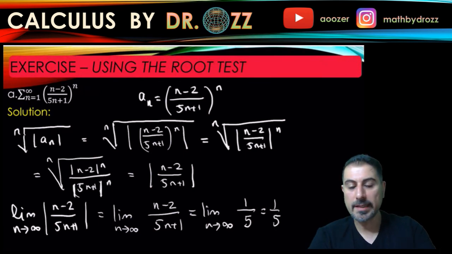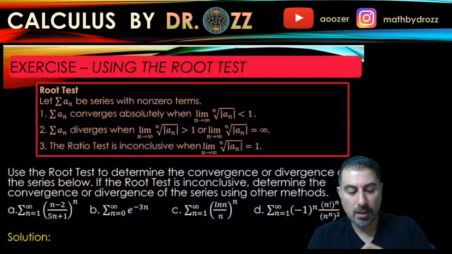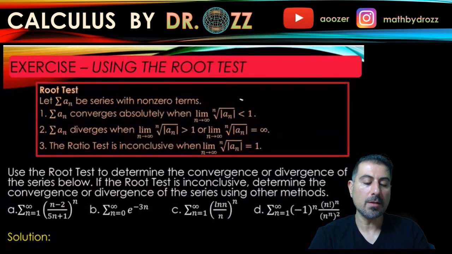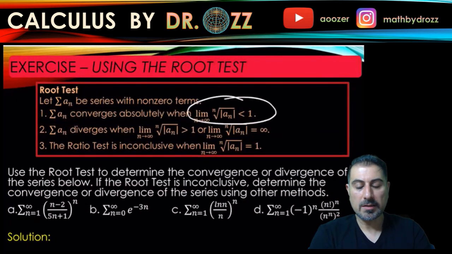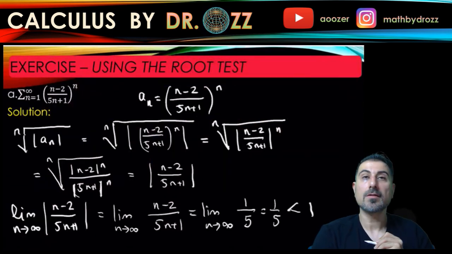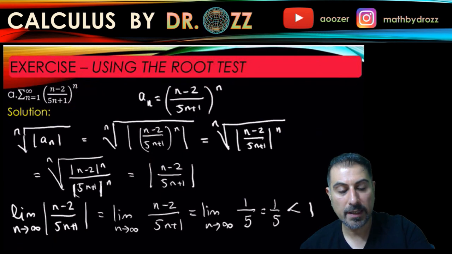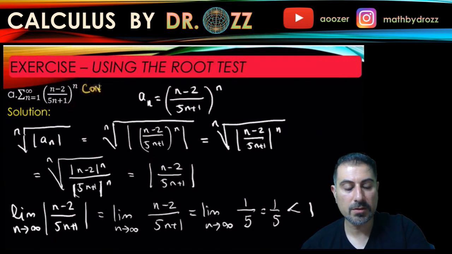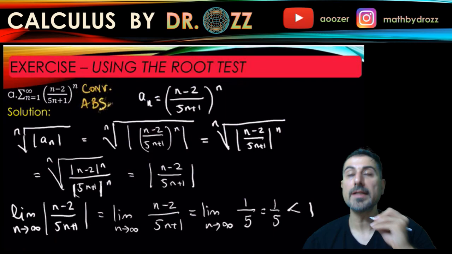All right, that's our lucky day, because when the limit is less than 1, the series converges absolutely, and this is the case here. So I can go ahead and say that this converges absolutely.